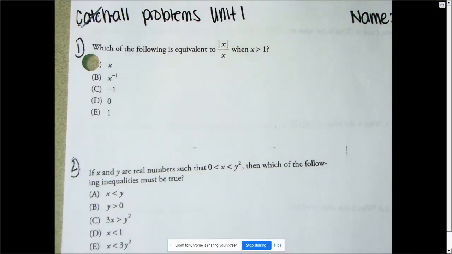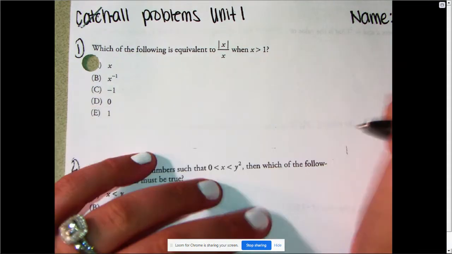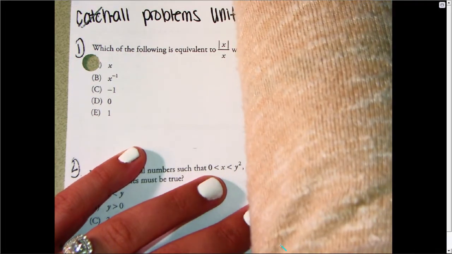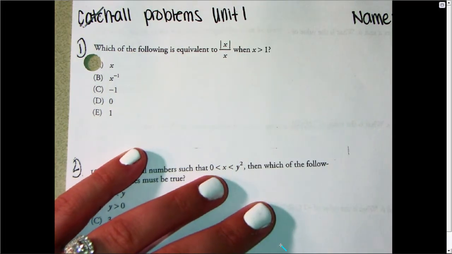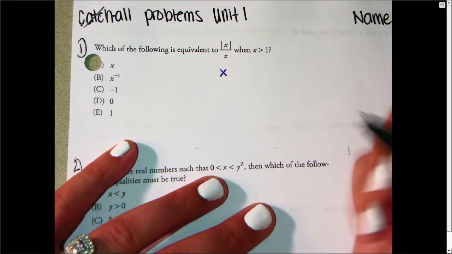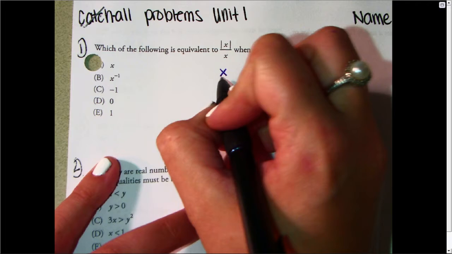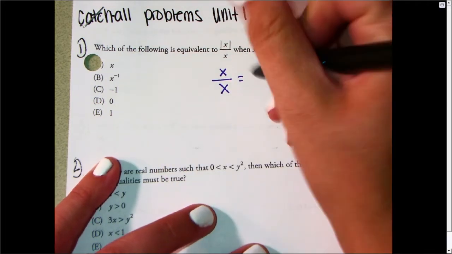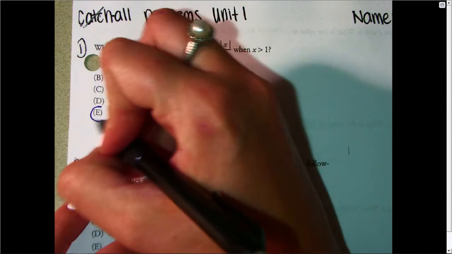Sure. It's unit 1, so let's do the first one. Which of the following is equivalent to the absolute value of x over x when x is greater than 1? All you have to do on this problem, let me go ahead and close this out real fast. Okay, all you have to do on this problem, what is the absolute value of x? X, remember it's positive, over x. Let's reduce the fraction. X over x equals 1. And the correct answer is E.